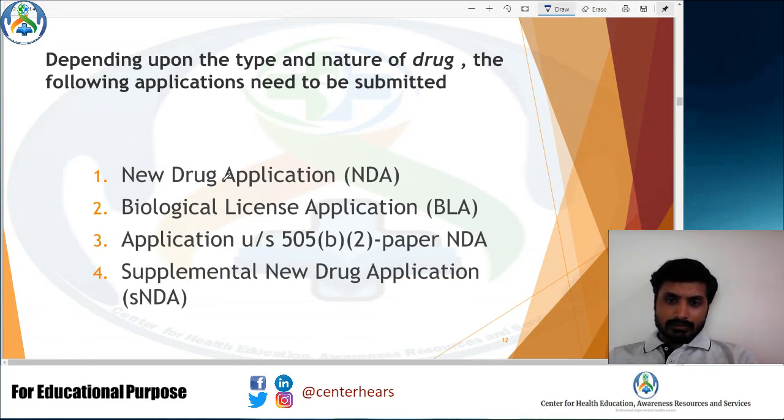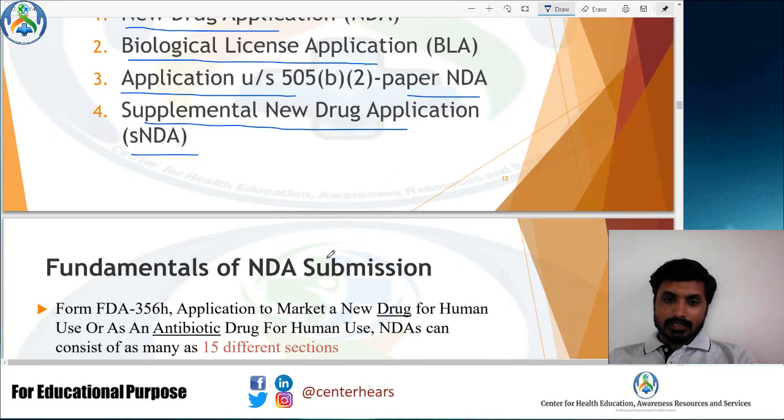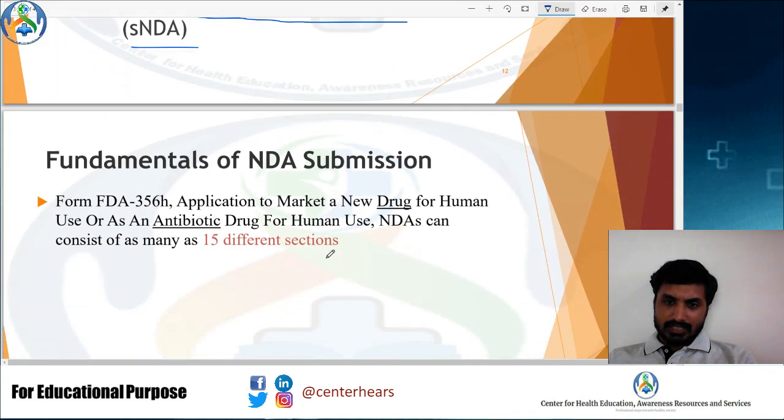If it is a new drug, then a new drug application. The second type is the biologics license application. Other types are the 505(b)(2) application, that is the paper NDA, and the supplemental new drug application, that is SNDA. We'll see each one by one. Now, first is the new drug application, the fundamentals of NDA.